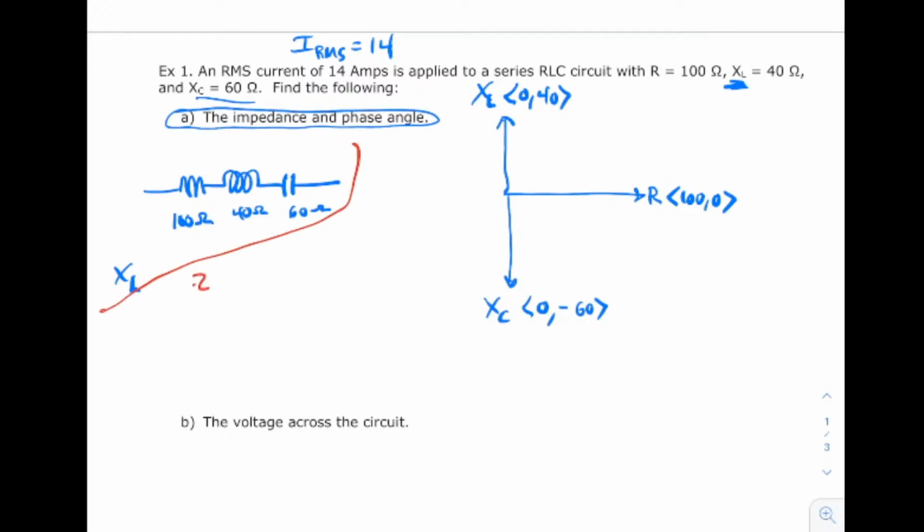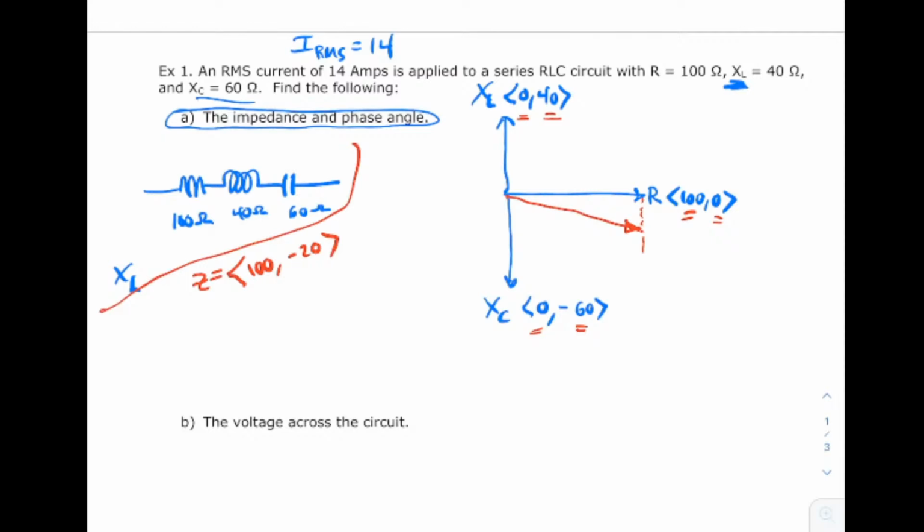If you add up your X and Y components separately, in the X direction we have 0, 0, and 100. And in the Y direction we have 40, take away 60 is a negative 20. Plus 0 is still a negative 20. And so our impedance phasor has an x component of 100, which means the same as the resistor, and a y component of negative 20, which will be somewhere around here-ish.